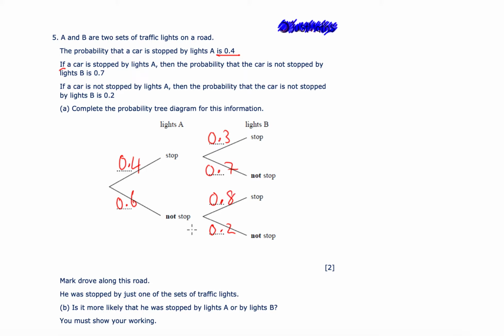And now they are asking us, Mark drove along this road. He was stopped by just one of the sets of traffic lights. Is it more likely that he was stopped by light A or light B? Okay. So the probability that he was stopped by light A is 0.4. The probability that he was stopped by light B, so this says, actually here, it says that he was stopped by just one of the sets of traffic lights, okay?